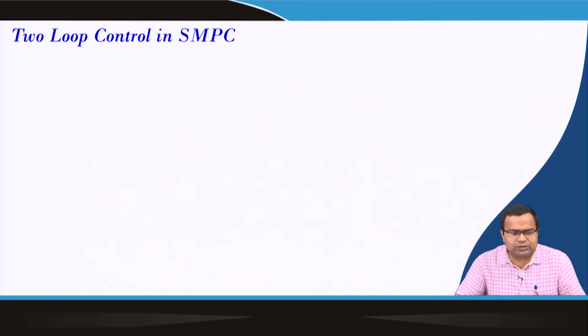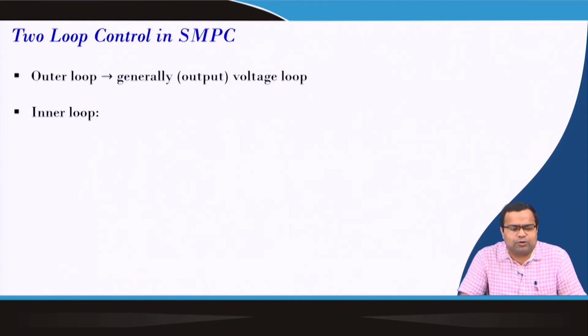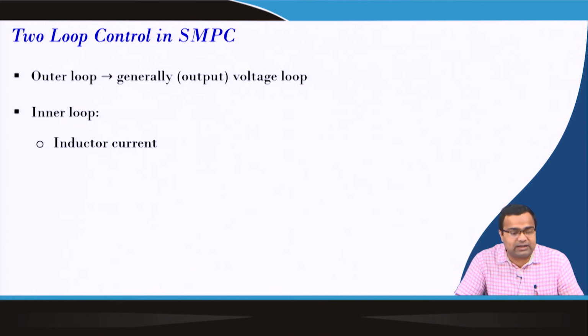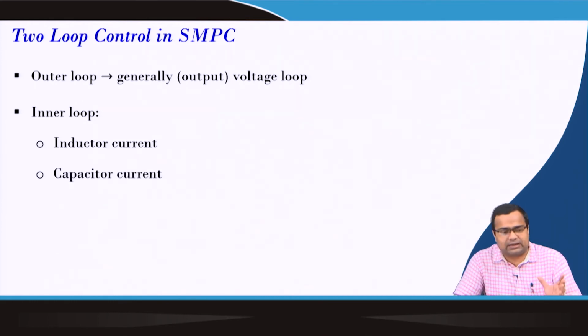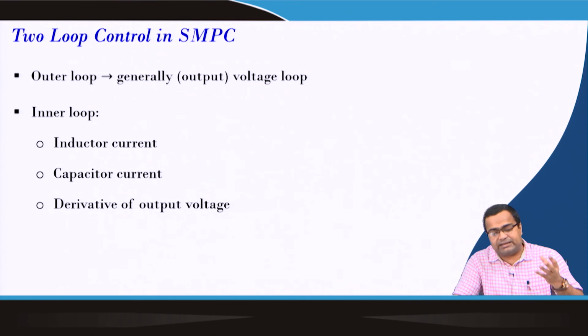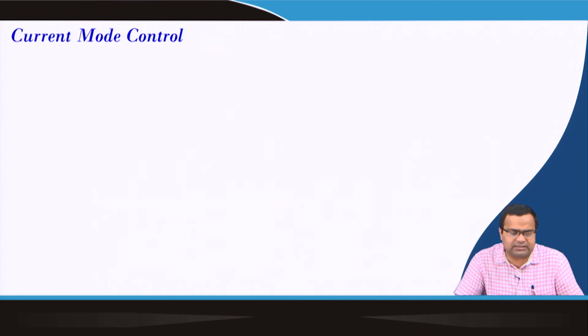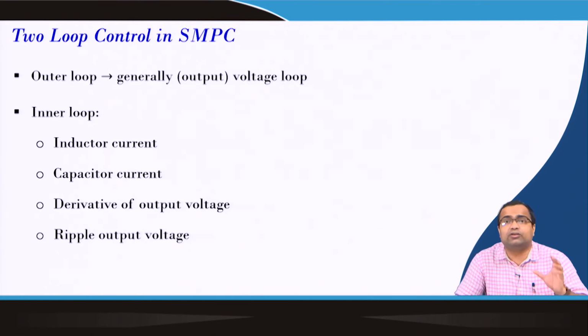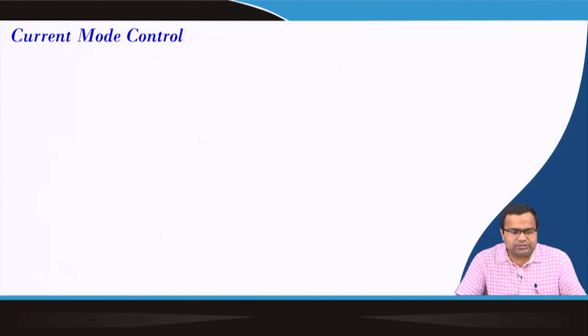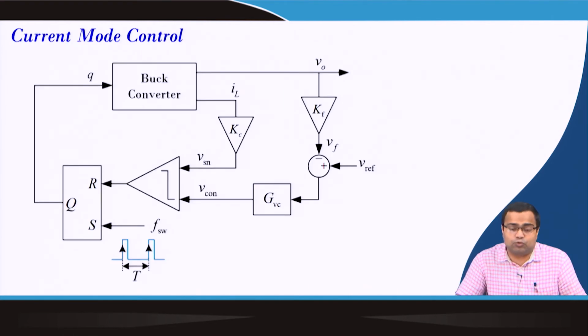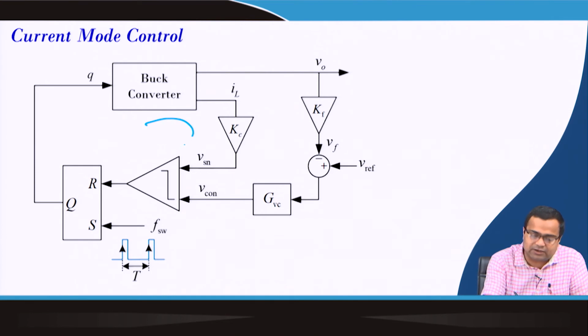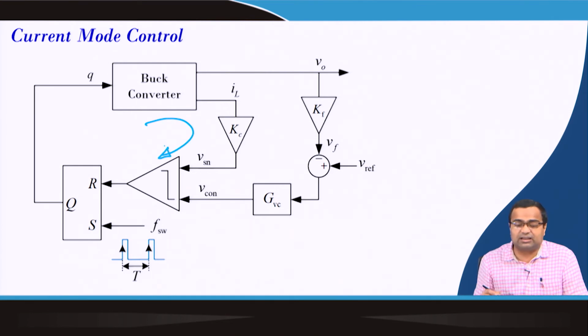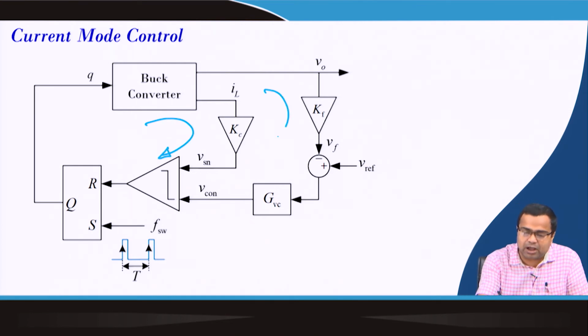So, in a switch mode power converter, in the two-loop control the outer loop is generally the output voltage, and the inner loop can be inductor current, capacitor current, the derivative of the output voltage, or sometimes the ripple voltage, like in the case of V square control. So, in current mode control we have two-loop control. This is my inner current loop, which is the inductor current loop, and this is my outer loop, and this is my inner loop.